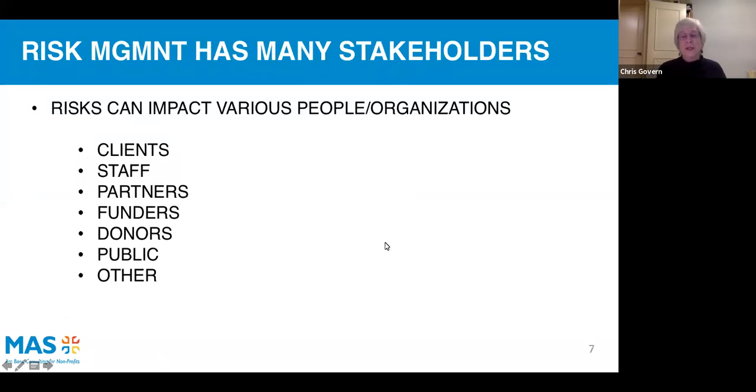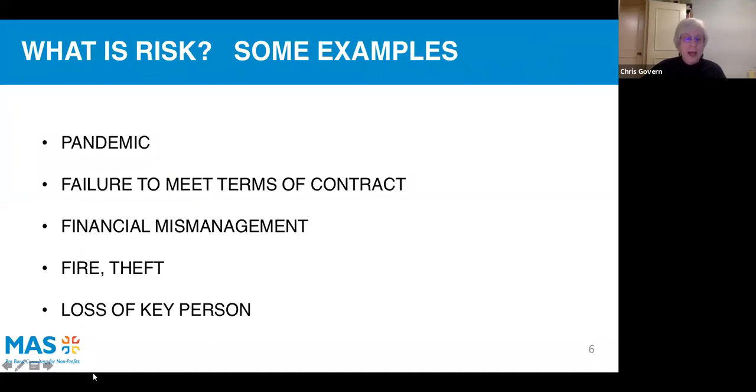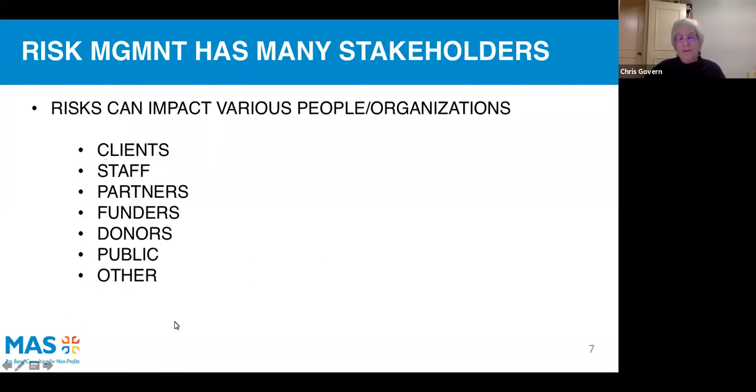So risk management has many stakeholders, which is another thing to think about, because if something bad happens in your organization, you need to think about the people that it could impact. It might have an impact on your organization from a revenue or legal perspective, but it could also impact clients, partners, donors, the public. So something bad that could happen could have an impact beyond just internally to the organization. So you also need to think about who the stakeholders are in risk management.